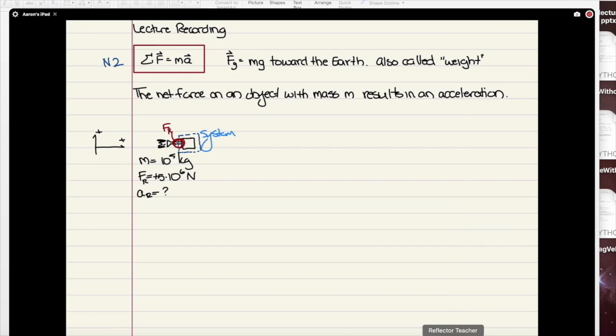With your force diagram, you can then create a free body diagram, where I take my system and just represent it as a dot, and I look at all the forces that are acting on the object, and I draw them as arrows emerging from the object. So in this case, I would just draw one arrow, the force of the rocket, which is pointing to the right.